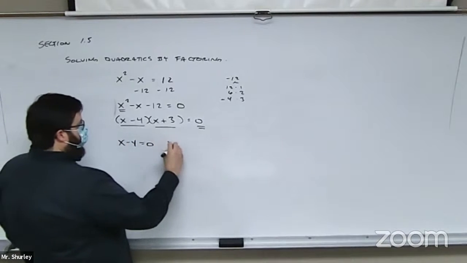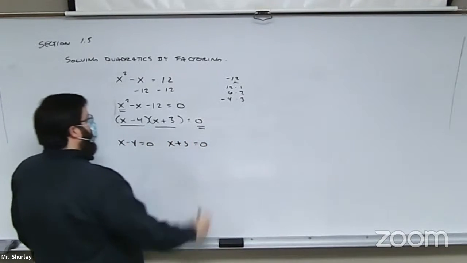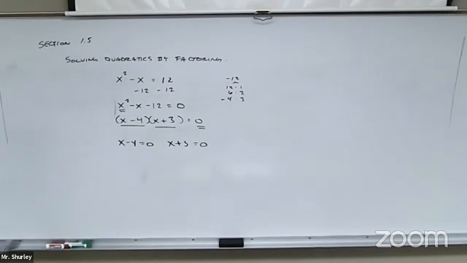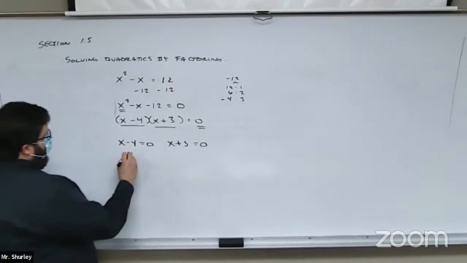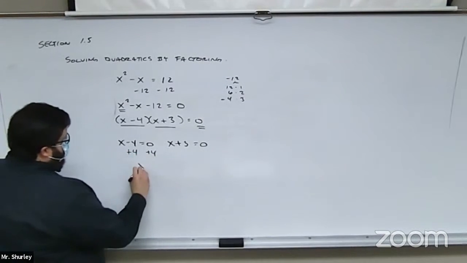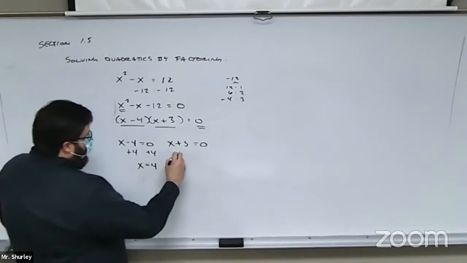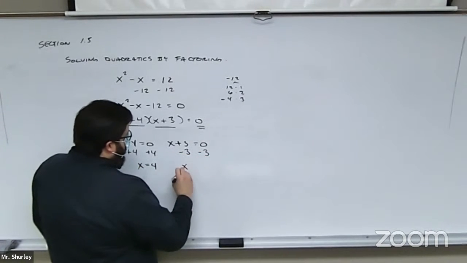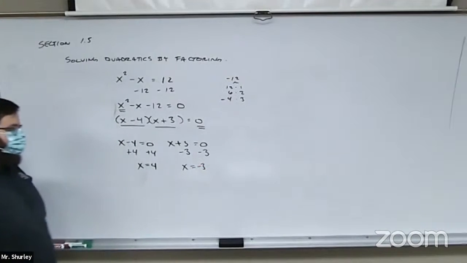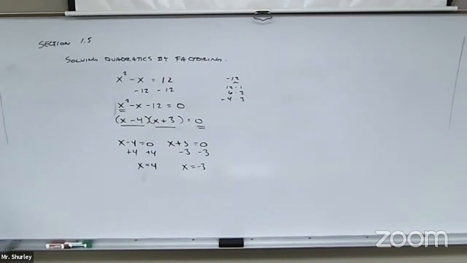X minus 4 equals 0. X plus 3 equals 0. And then we solve it out, right? Add the 4, we get x equals 4. Subtract the 3, and we get x equals negative 3. Okay?